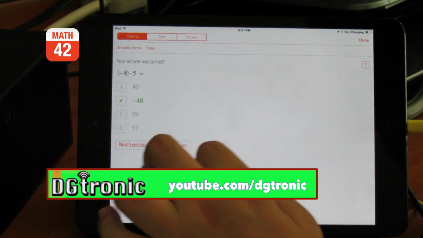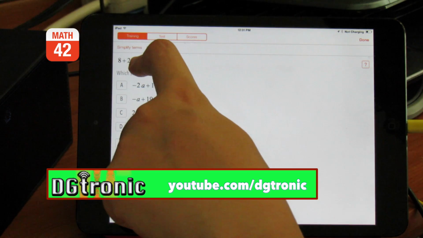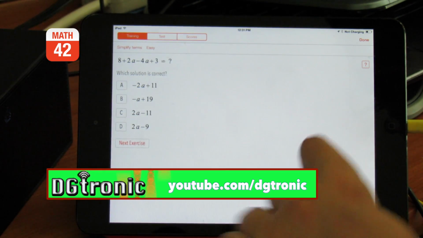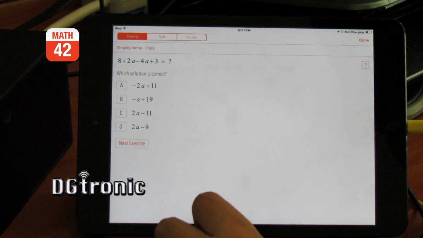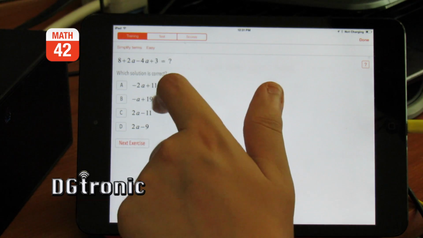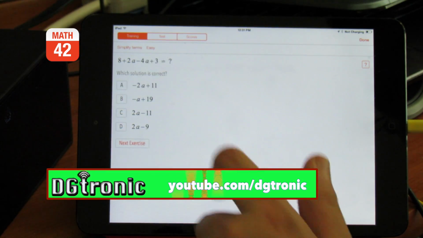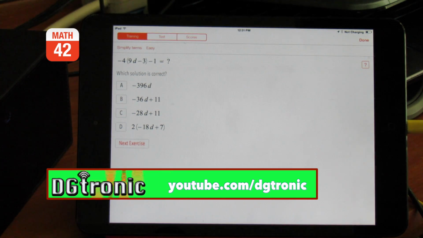Okay. Next exercise. 8 plus 2a minus 4a plus 3. So, 2a minus 4a, that's negative 2a. And 8 plus 3 is 11. So that would be negative 2a plus 11. Next exercise.